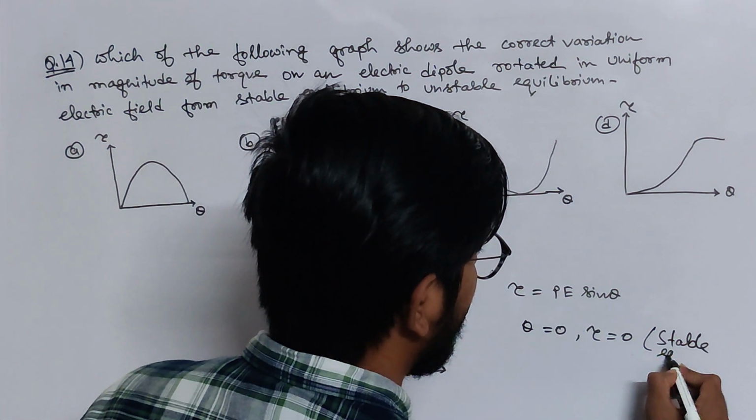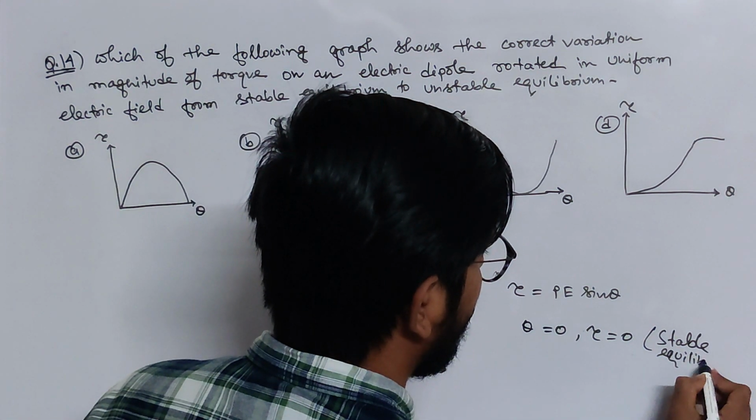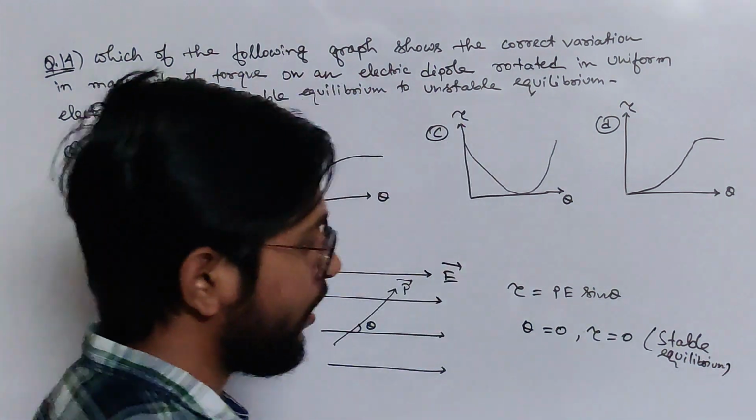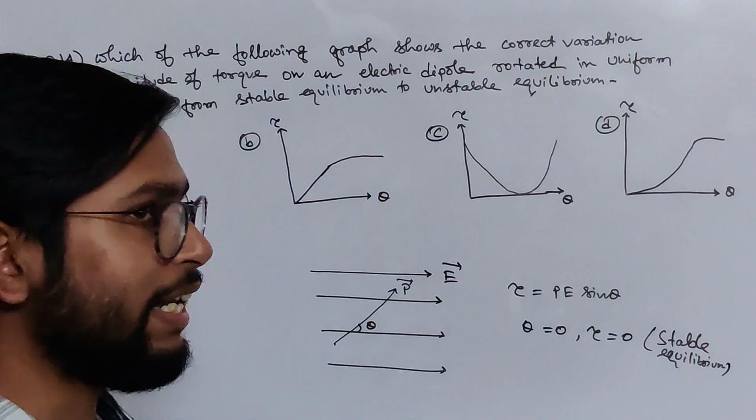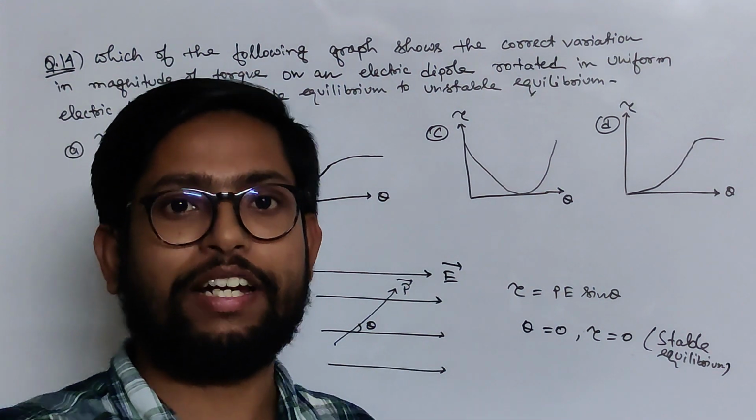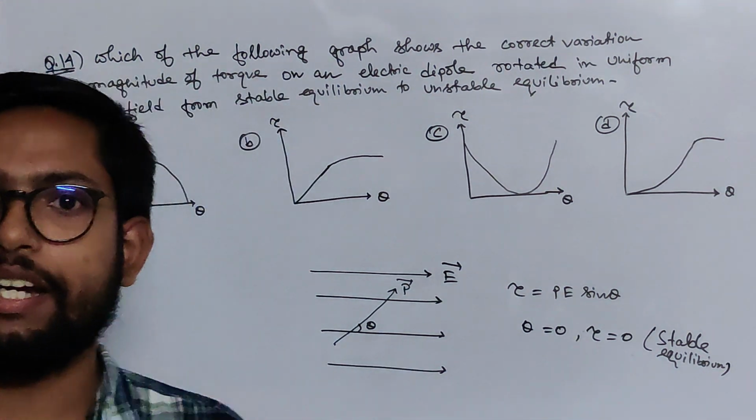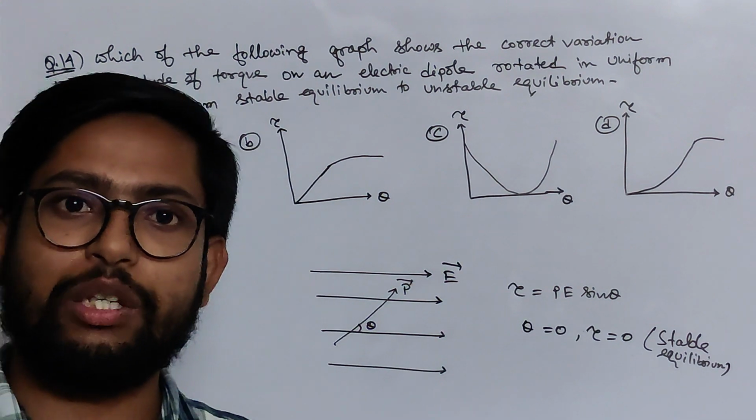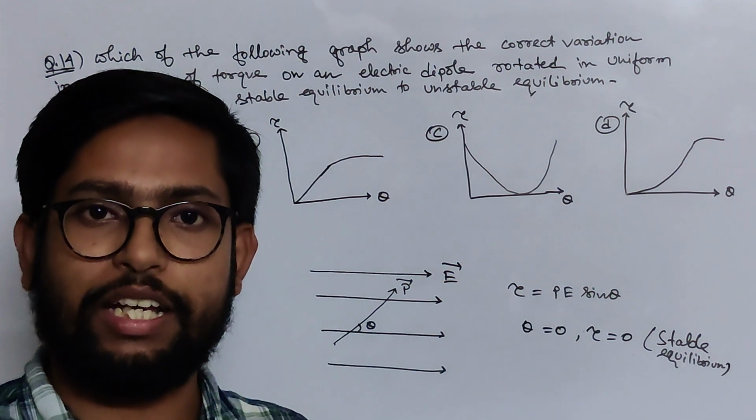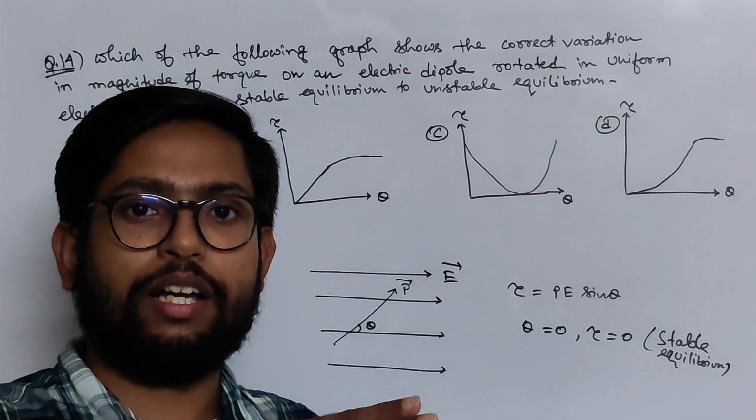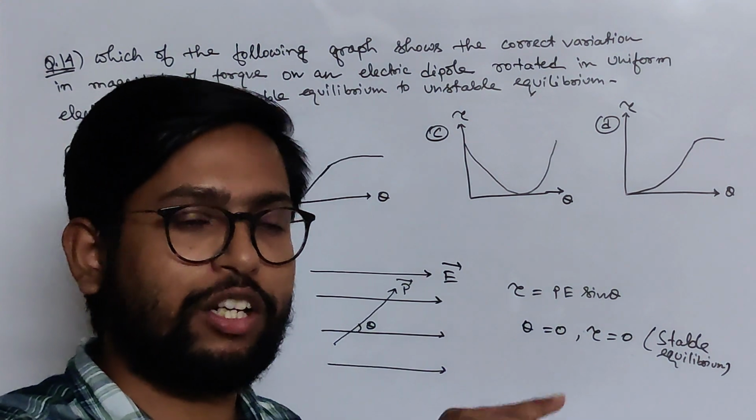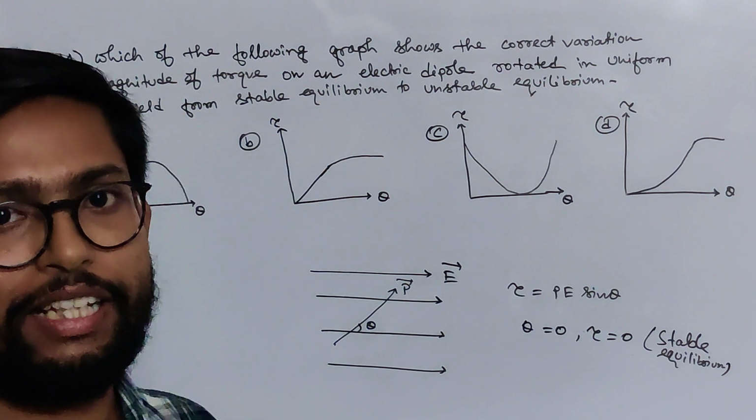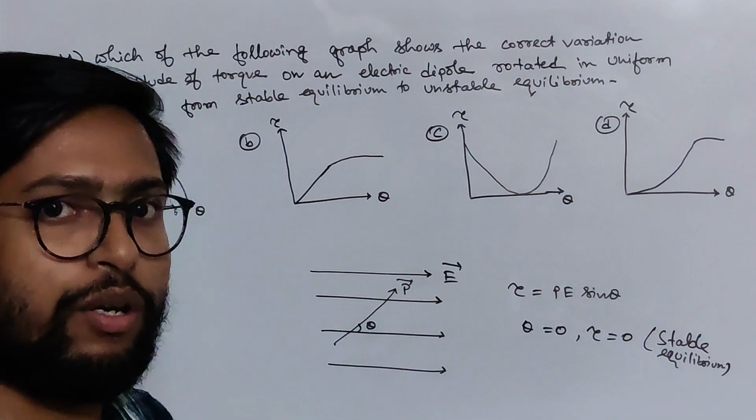Stable equilibrium. Why is it known as stable equilibrium? Because the electric dipole is stable when it is along the direction of the electric field. When it is along the direction of the electric field and you disturb it from its position, it will try to come to its original position. That is, it will try to align along the direction of the electric field. That is why it is known as the stable equilibrium position.